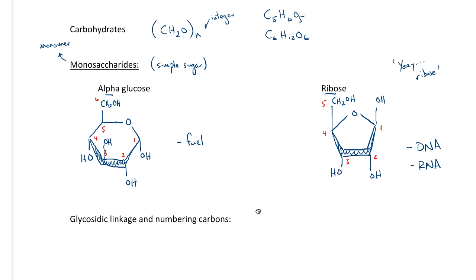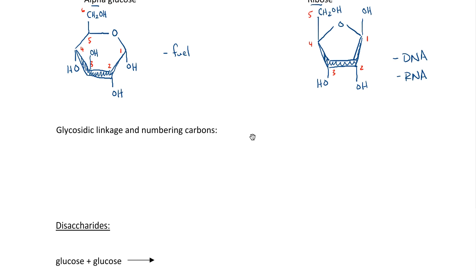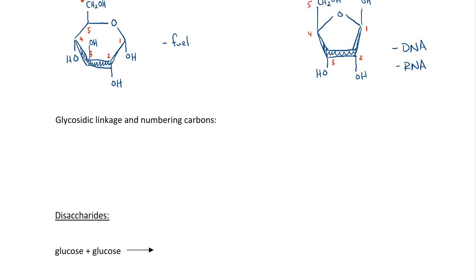Now, with those numberings of the carbons, we can talk about how we would link these together. Now, a glycosidic linkage is a covalent bond between two monosaccharides, or two simple sugars. So, let's say we had one alpha glucose, like this, and I'm not going to draw the whole thing right now. Actually, why not? Let's draw the whole thing.